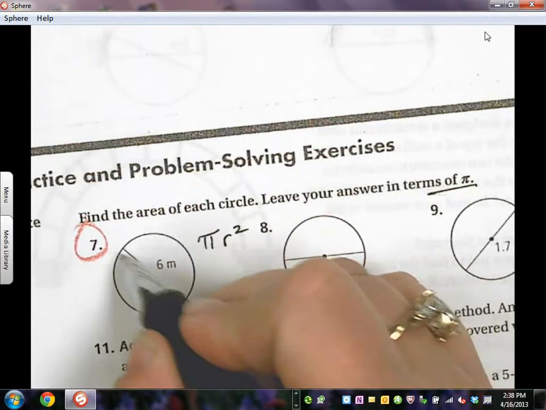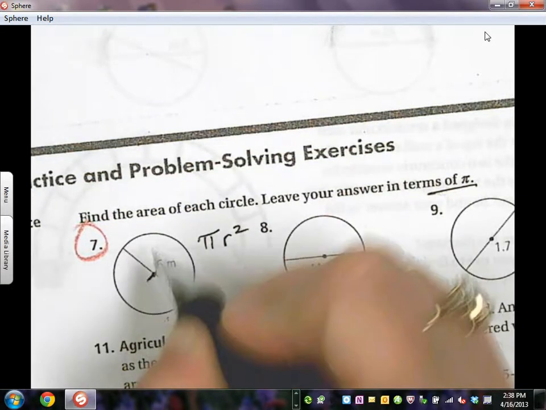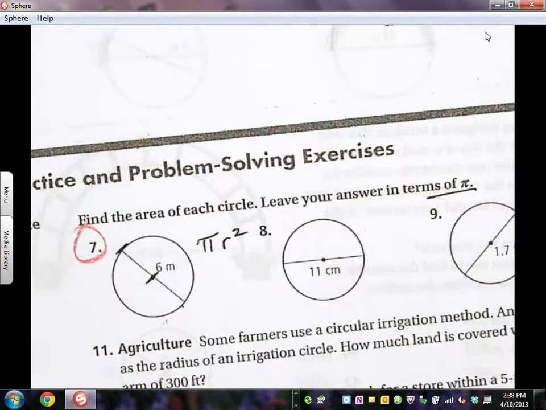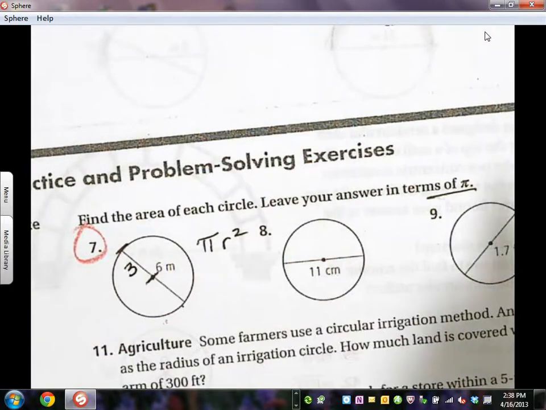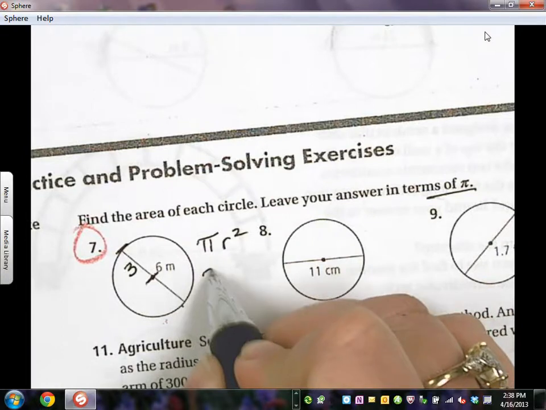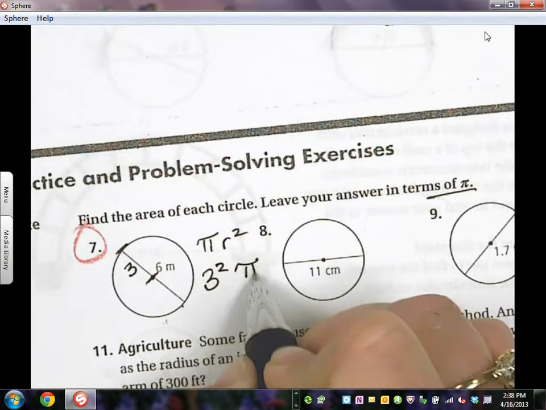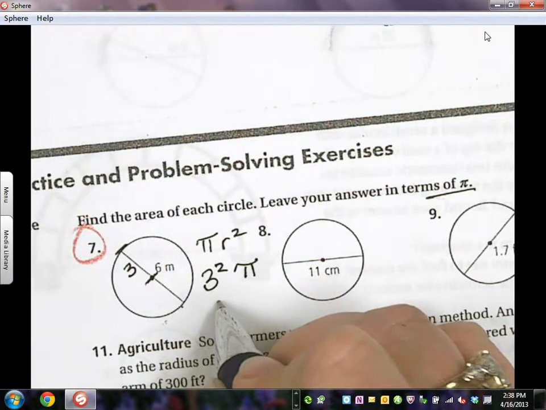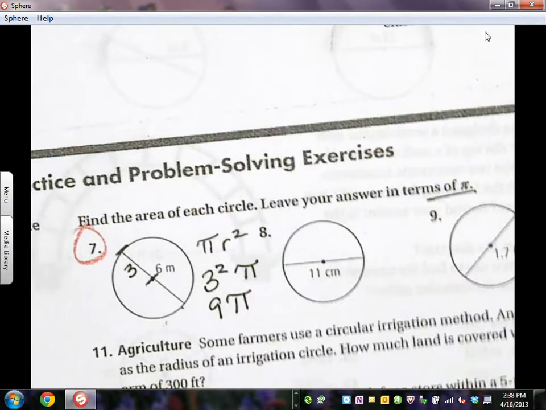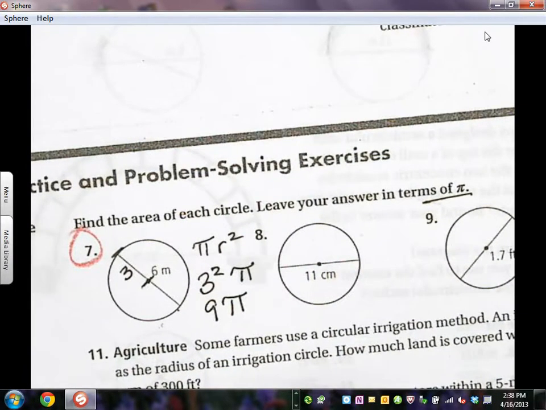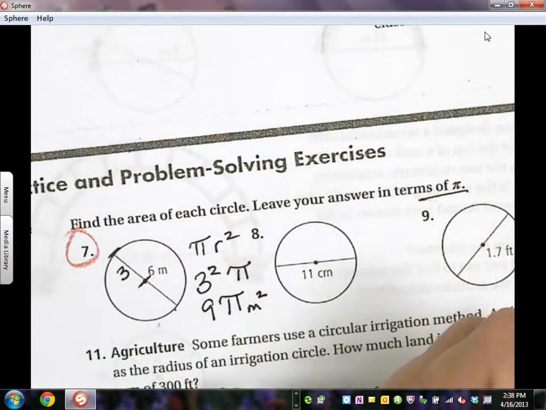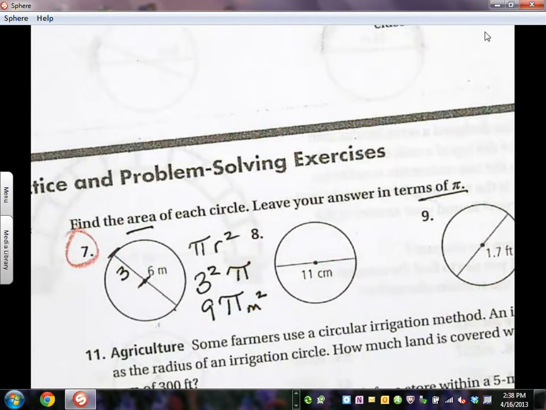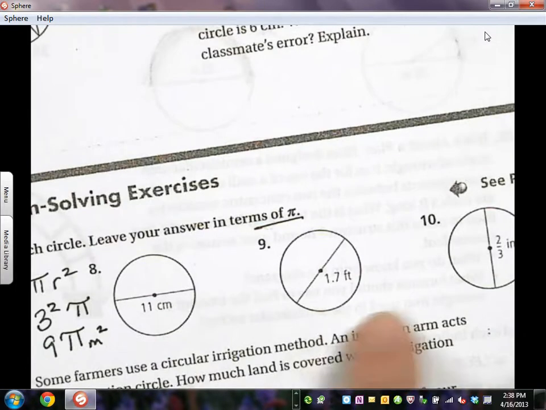Well, this is a diameter, and a radius is half the diameter. So 6 divided by 2 is 3. So my answer here is 3 squared pi. What is 3 squared? 3 squared is 9. So my answer is going to be 9 pi meters squared. Because my units are squared when I'm finding area. You're going to do the same thing for each of these four, 8, 9, and 10.